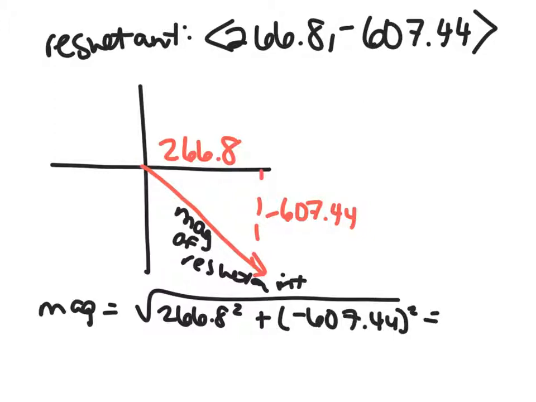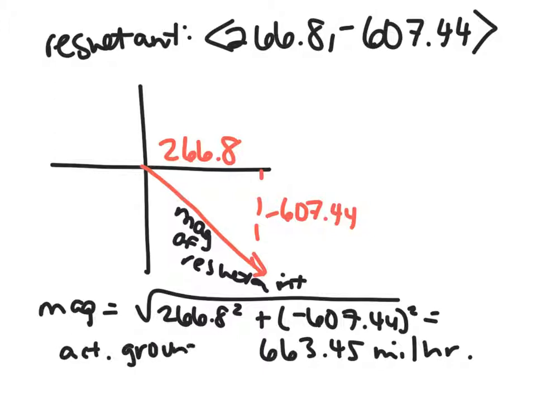And when you do that and stick it in the calculator, you're going to get that it's actually going 663.45 miles per hour. And so since it was originally going 650, that is actually going to make it speed up. That is my actual ground speed. So fill that out on your notes.